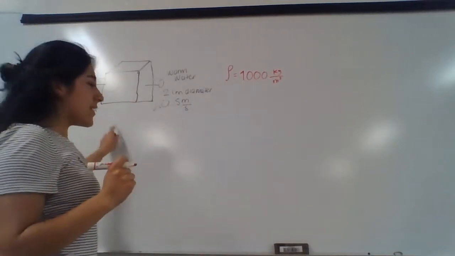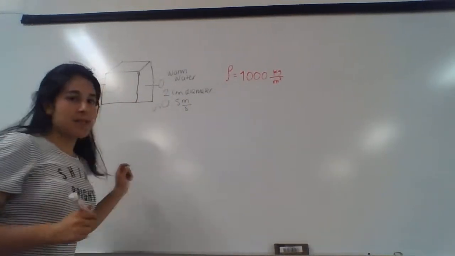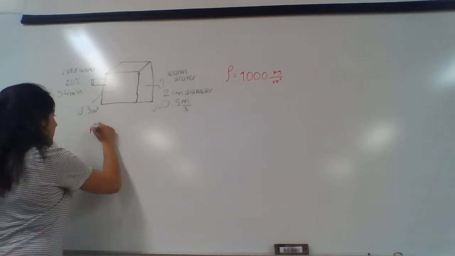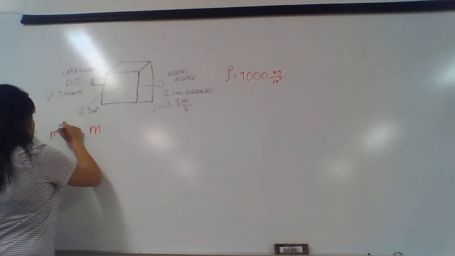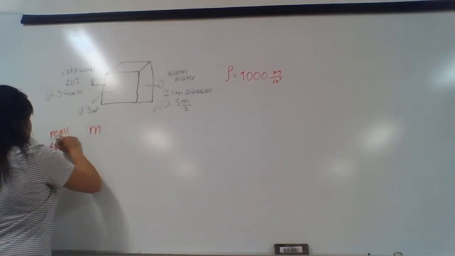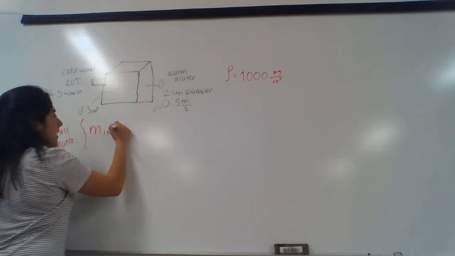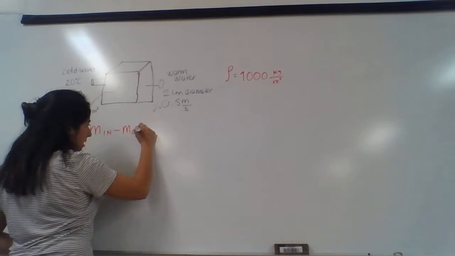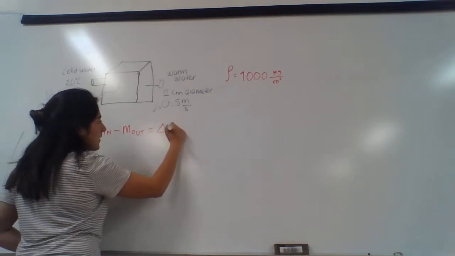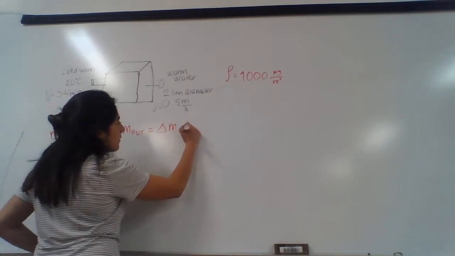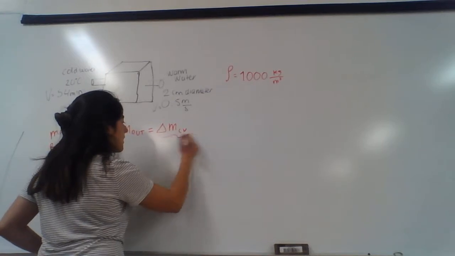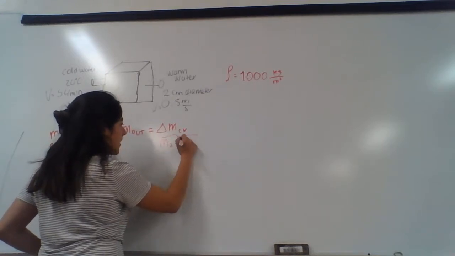And for these systems, first we have to do a mass balance. The mass that is going in minus the mass that is going out equals the difference in mass of the control volume, and this is M2 minus M1.